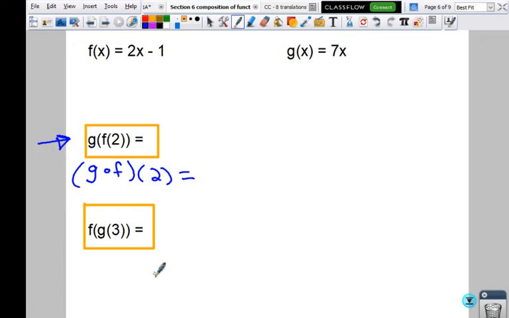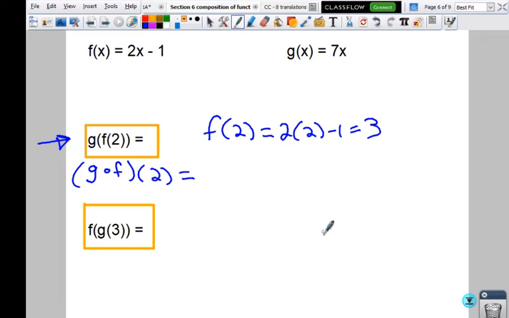Alright, let's get started on this one. Carissa, what am I doing first? We're doing F of 2. Ella, what's F of 2 going to look like when I replace numbers in there? Alright, so I get F of 2 equals 3.